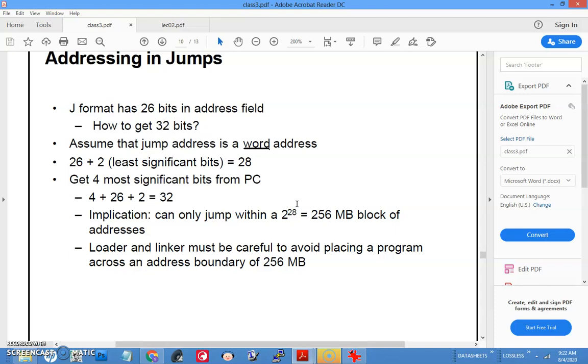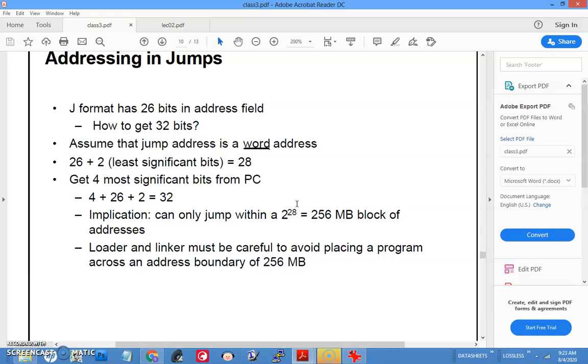Okay, so there are various ways to overcome that. A single jump can only go as far as a 256 MB block. Suppose your target is far ahead of that, then a single jump can be broken into 2 jumps, where you take an intermediate stop and then jump ahead. The loader and linker must be careful to avoid placing a program across an address boundary of 256 MB. Otherwise, the code will not be executed, because the PC cannot reach there.